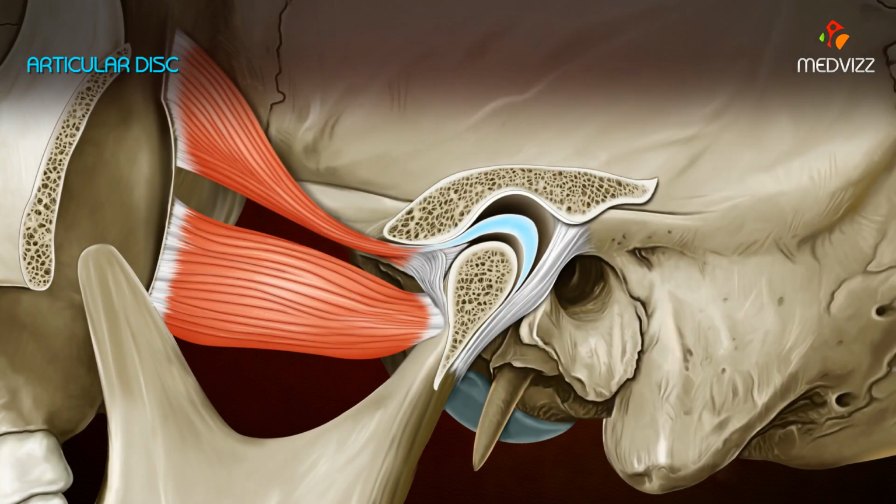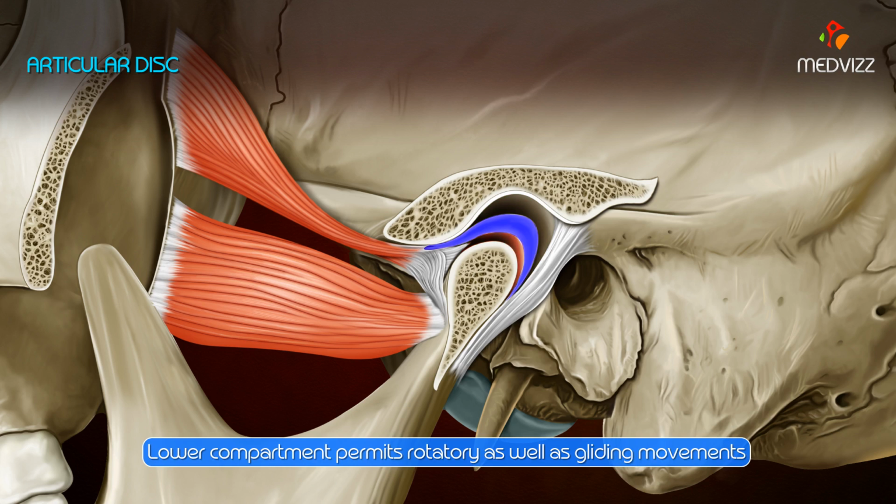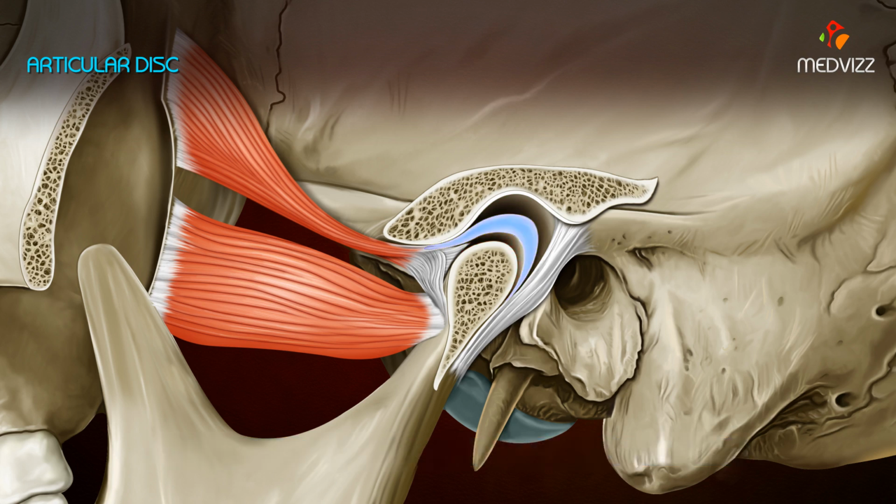And next is the articular disc. The articular disc is an oval, predominantly fibrous plate which divides the joint into upper as well as lower compartments. The upper compartment permits gliding movements, and the lower compartment is for rotatory as well as gliding movements. The disc has a concavo-convex superior surface as well as a concave inferior surface.